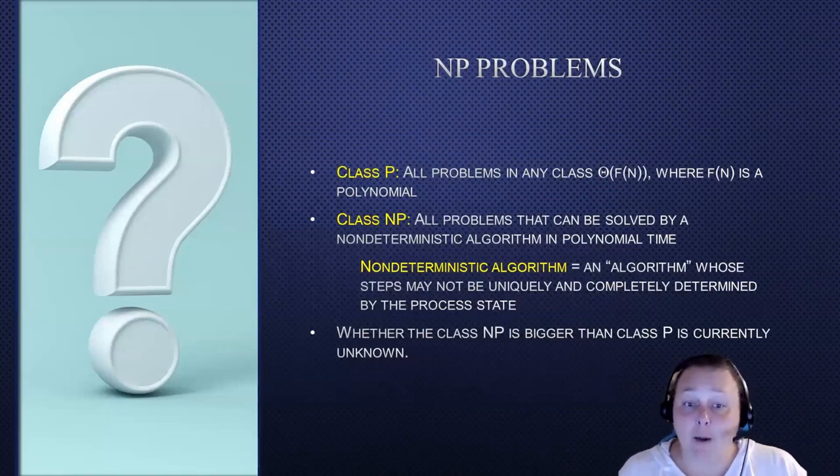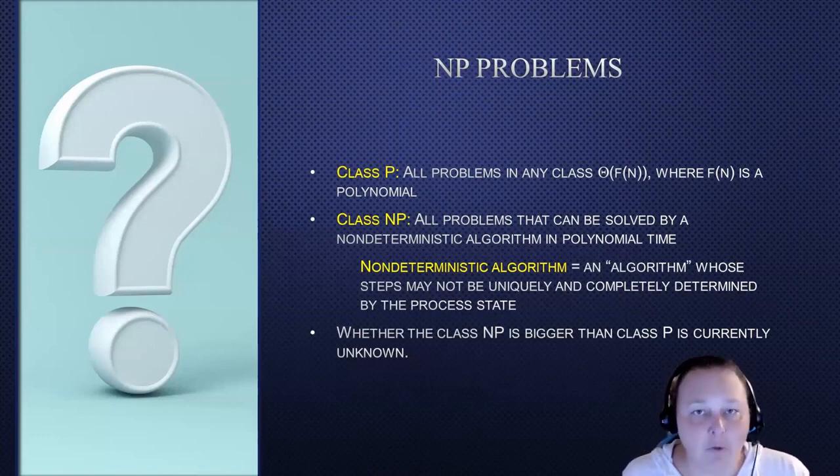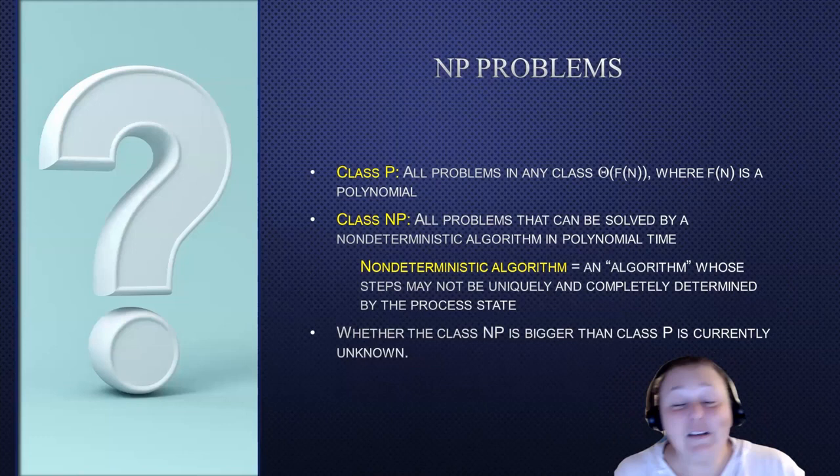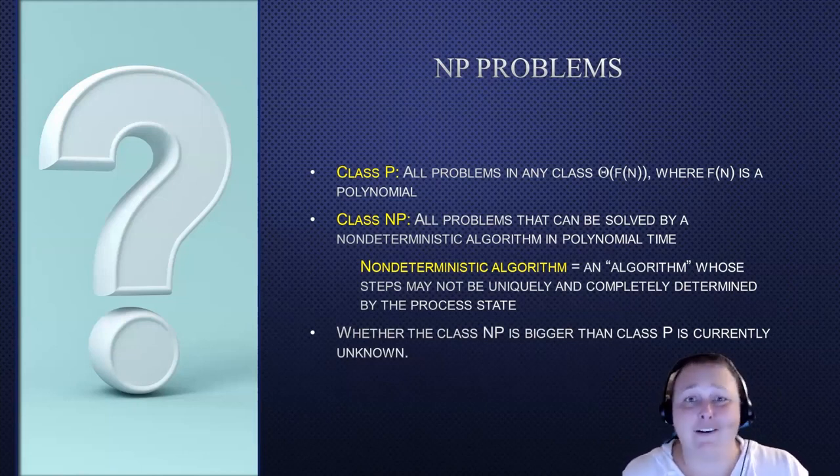So NP problems. Class P problems are all class where you have a polynomial as a function. If you remember in math, polynomial is just an equation that has a value. Now an NP problem is basically the opposite of that, okay? So they call it a non-deterministic algorithm in polynomial time. A non-deterministic algorithm, big old words, is just an algorithm whose steps may not be unique and completely determined prior to starting. So you kind of sort of know, but you're not terribly sure.